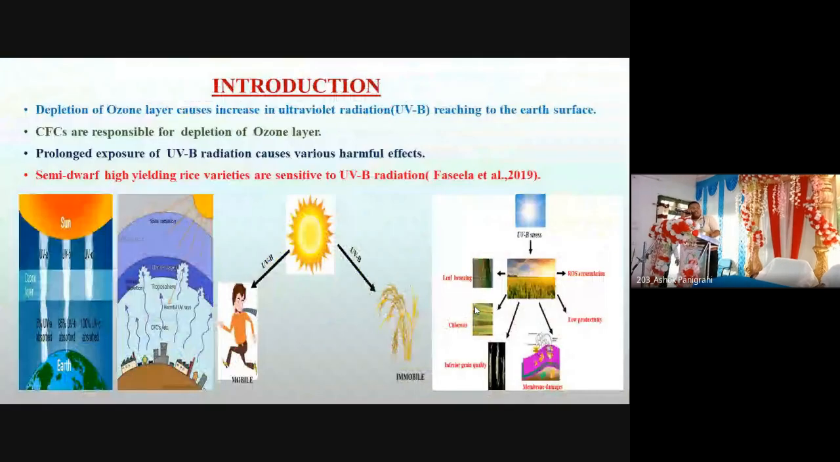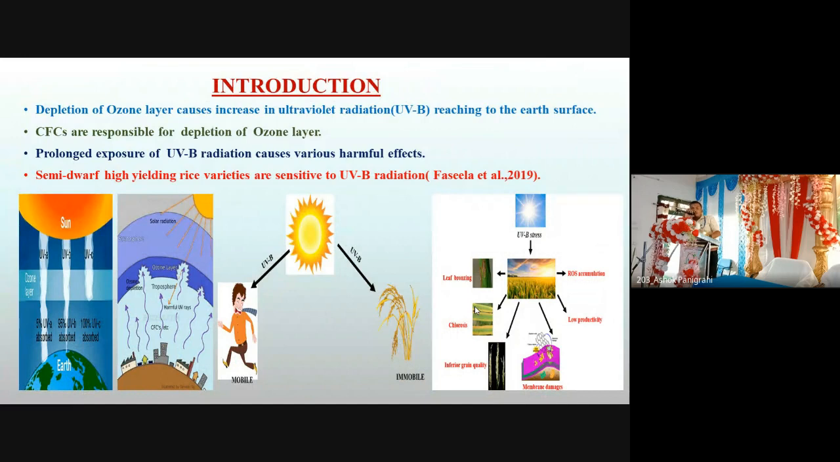As we all know, chlorofluorocarbon, which is a greenhouse gas, is mostly responsible for depletion of the ozone layer and allows the unwanted UV radiation to reach the Earth's surface and have a harmful effect on both plants and animals. But in comparison to animals, plants are directly exposed to UV radiation as they are immobile and stationary in nature.